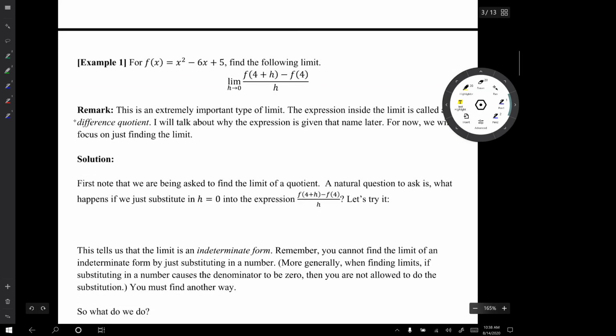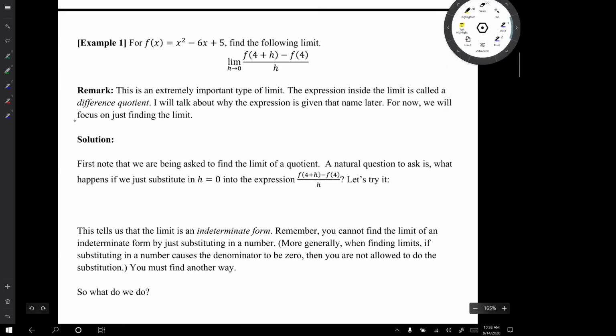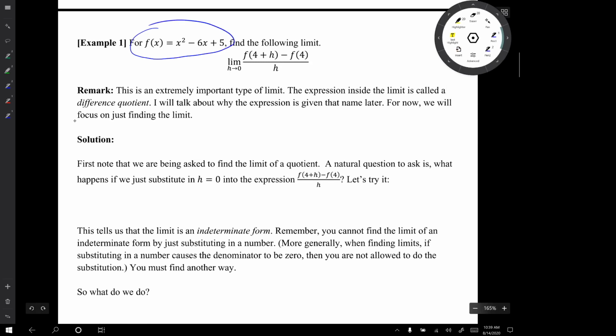All right, our first example is the following. Given this function, f of x, find this limit of this strange expression. Now, this expression is an extremely important kind of limit. It's called a difference quotient. The expression inside the limit is called a difference quotient. I'll talk about why that's called that name later. For now, we're just going to focus on finding the limit.